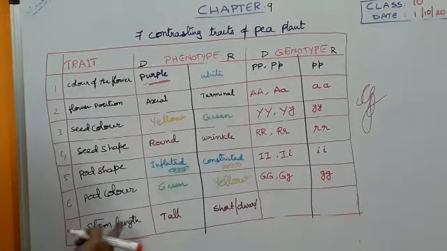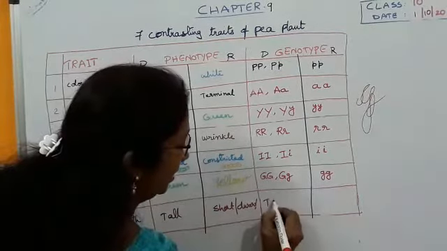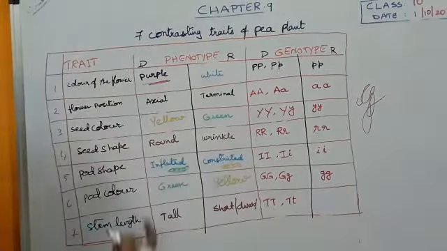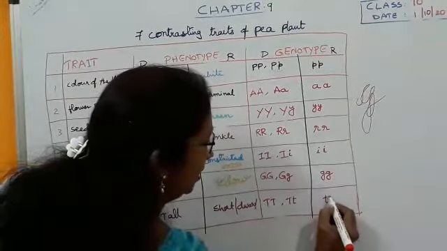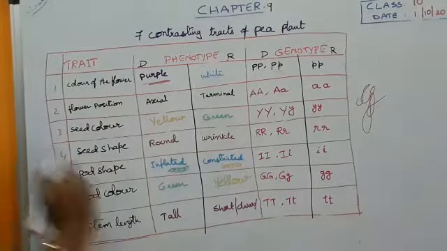Next, the length of the stem. In the previous video I explained capital T, capital T, or capital T, small t. And dwarfness is small t, small t. Clear? So, learn this by heart.